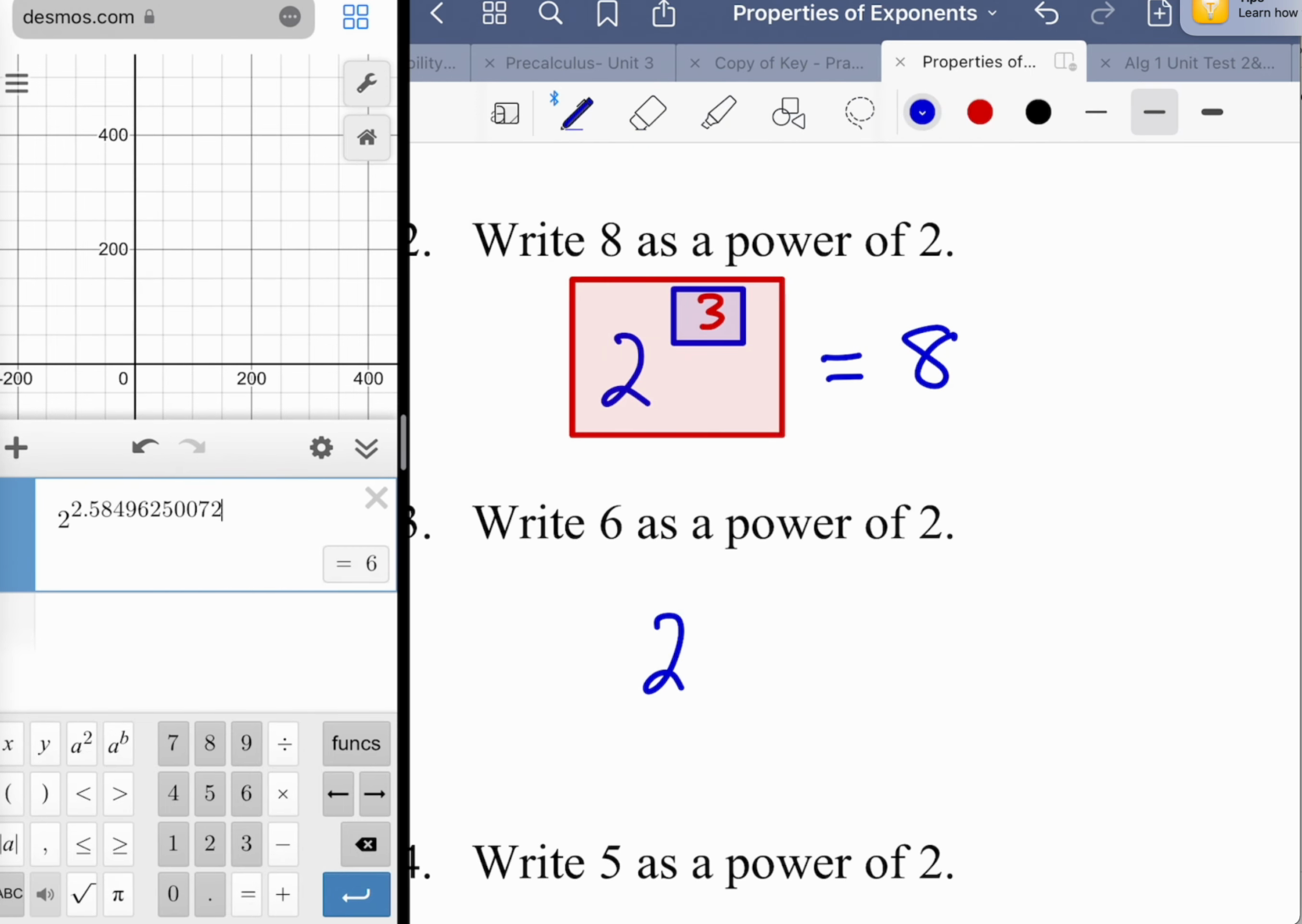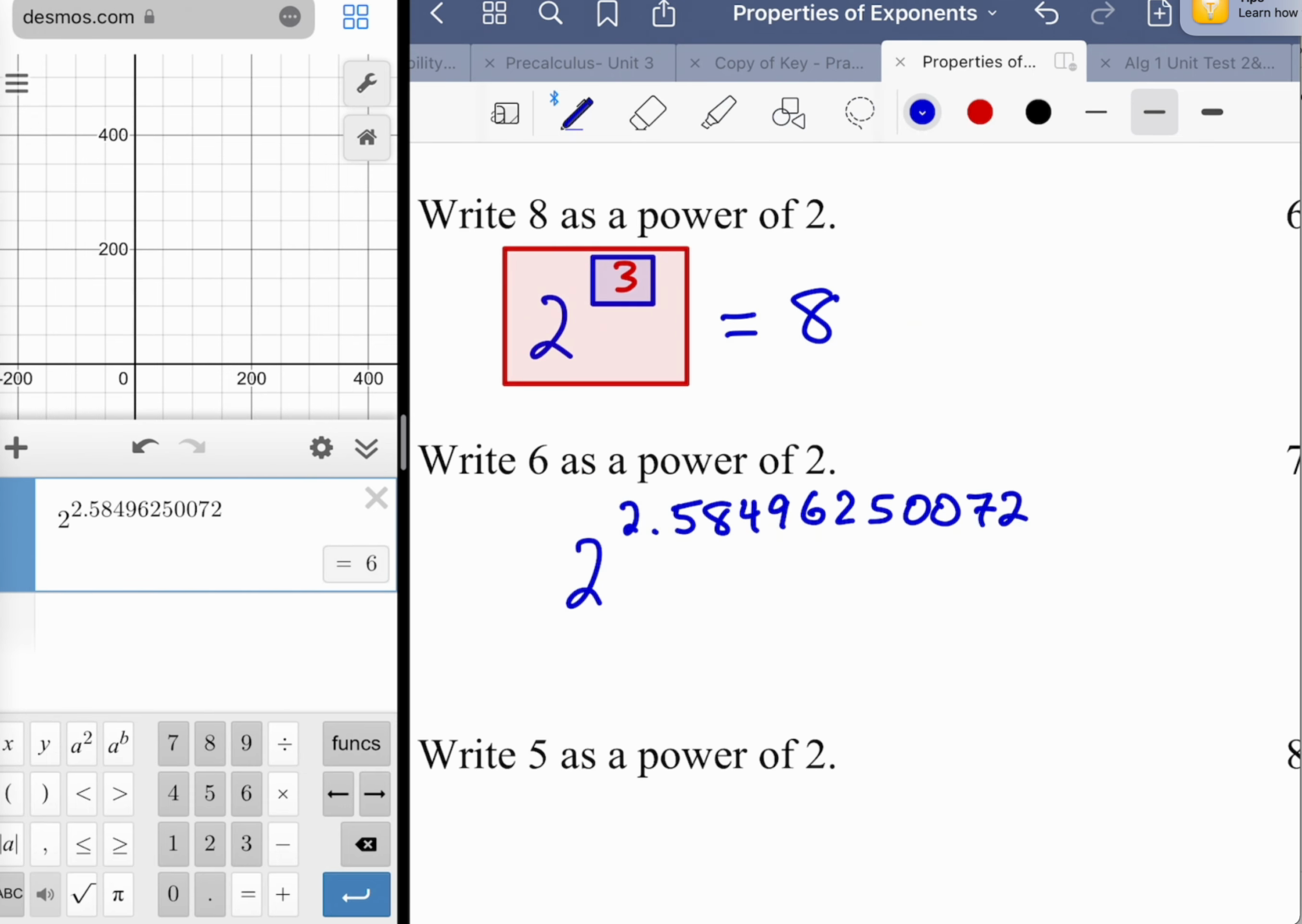So that's going to be 2 to the 2.584962500072. Yeah, we got our answer. That wasn't too bad.